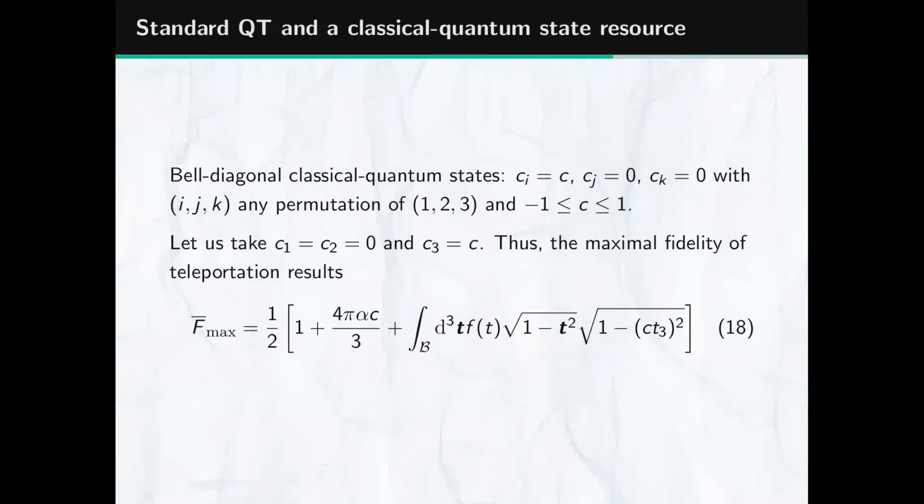We take a simple set of classical quantum states that can be written as Bell diagonal states, and this kind of states have no quantum correlation of any kind. And if you take these states as a resource, the fidelity always takes this value. C is the new parameter of the correlation.